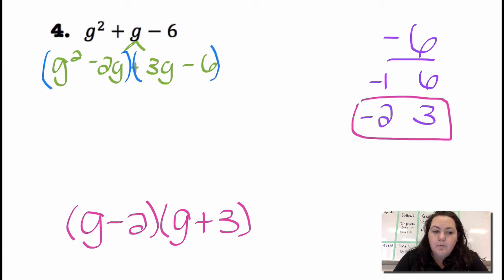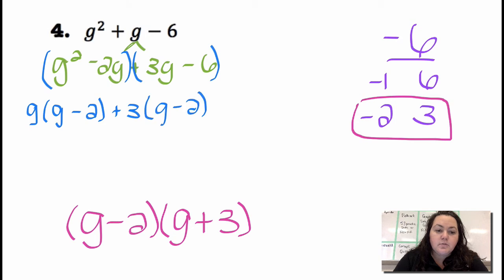In the first group, I can pull out a g. That leaves me with g minus 2. In the next group, I can pull out a 3. That leaves me with g minus 2. And so I'm back to my answer of g minus 2 and g plus 3. Okay, and that little trick only works if your leading coefficient is a 1.